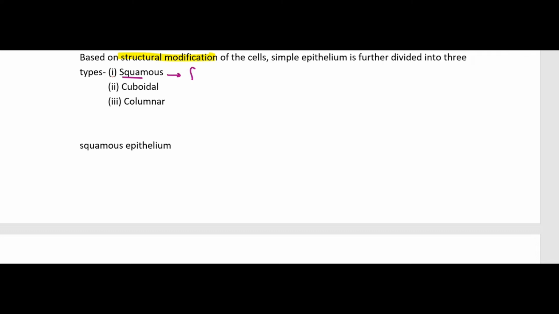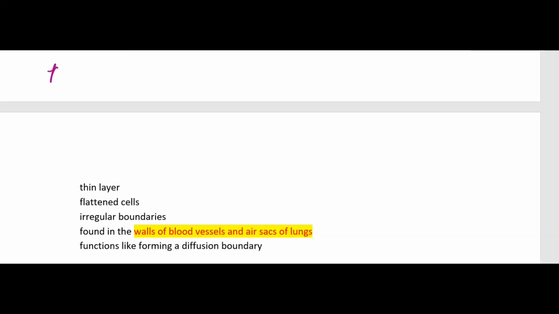Squamous, we mean the cells are flat. Cuboidal, as the name suggests, the cells are cube-like, and columnar, you know how a column looks, isn't it? They are tall and slender. So first let's look at the squamous epithelium. Squamous epithelium is also known as the pavement epithelium as their cells are flat. Cells are comparable to the tiles present on the pavement, so it has got an alternate name.